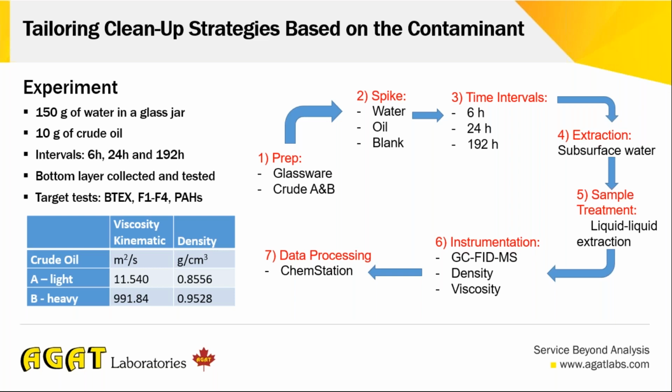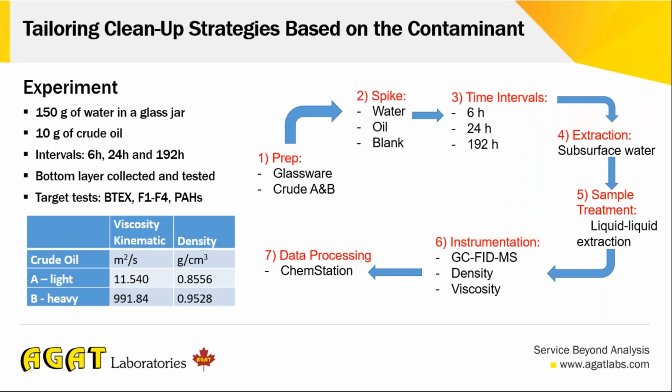But before we started this experiment, we wanted to see what type of oil we were dealing with. We named the crude oils A and B. A represents the light crude oil, and B represents the heavy crude oil. As you see here, the viscosity and the density of these two types of oil are different.